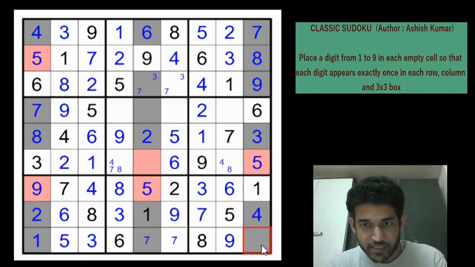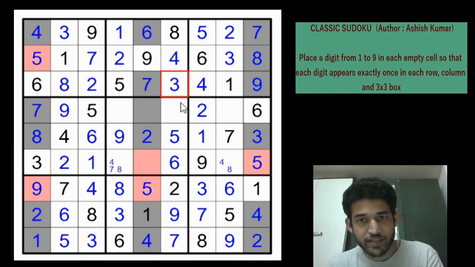And the only possible digit left is 2. So 1, 3, 5, 6, 2, 8, 9. Remaining digits are 4 and 7. 4 is here, so this will be a 4. This will be a 4. This will be a 7. This will be a 7 and this will be a 3.